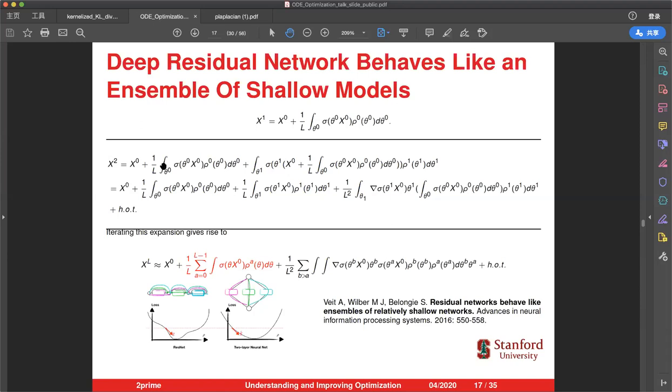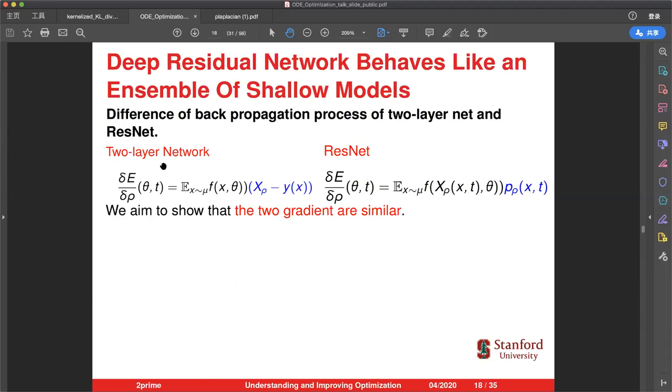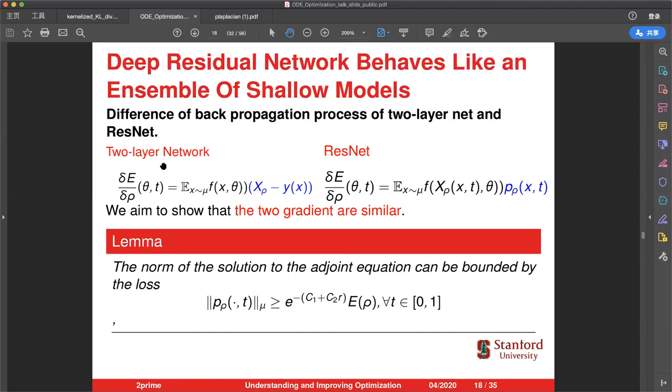Very formally, our way to write it down: the previous work looks like the forward process. But if we want to analyze the landscape, what we are interested in is the backward process. So we write down the backward process of the two-layer neural network and the residual network. You can see the only difference is that the residual network has a further backpropagation through the adjoint equation. So if we can lower bound the norm of the solution to the adjoint equation, it seems that my adjoint equation will not limit the signal too much.